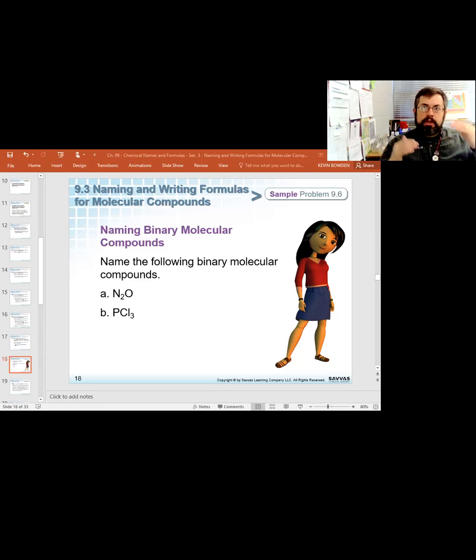But because there are multiple combinations of nitrogen and oxygen, we do have to specify how many oxygens there are. We do have to write the mono. And that's the part that nobody included. So let's look at PCl3.